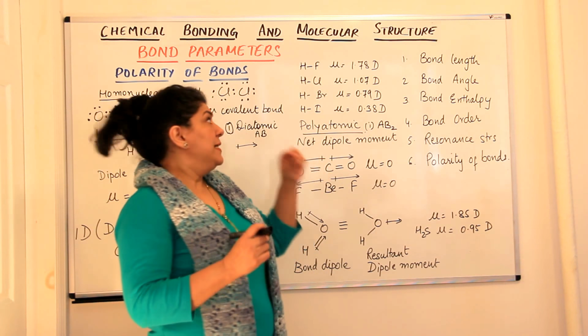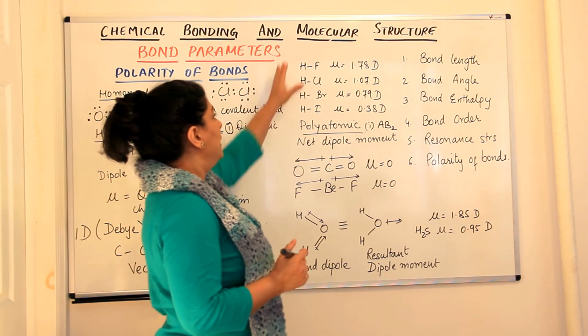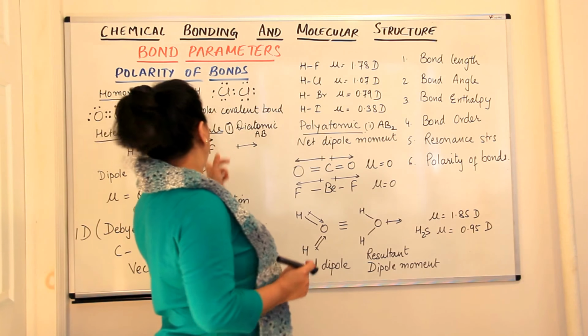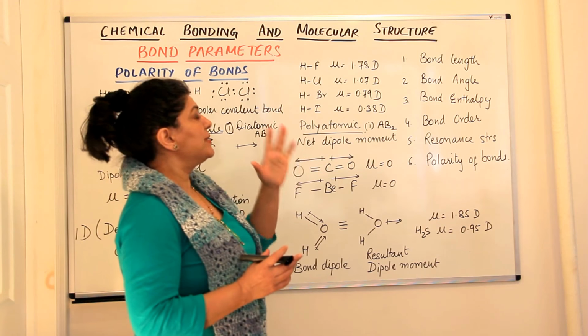So now we take such diatomic molecules, the AB type, different ones, and we compare their dipole moments. Now I just showed you HF. HF molecule has a dipole moment of 1.78 debye.